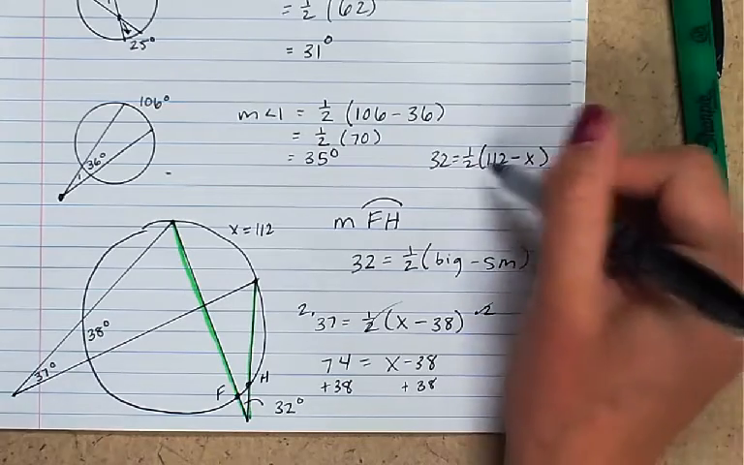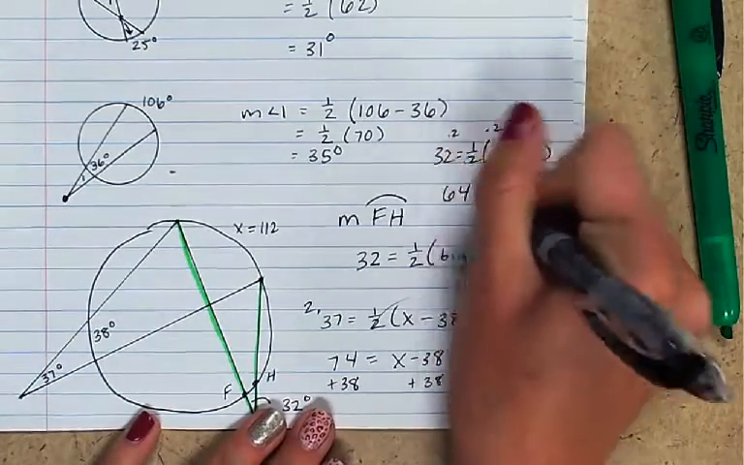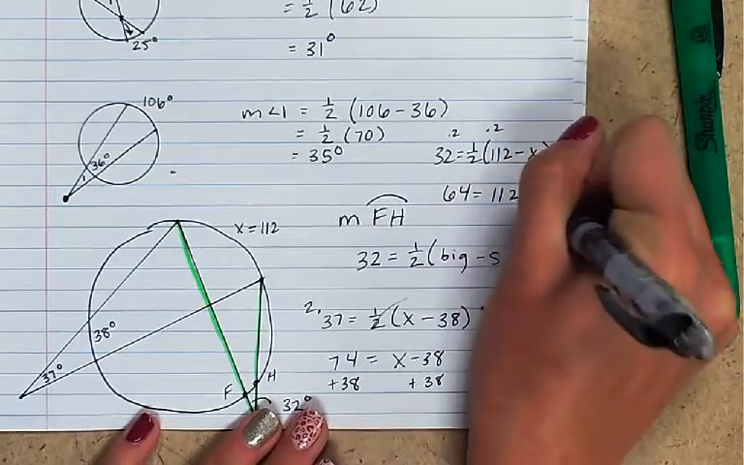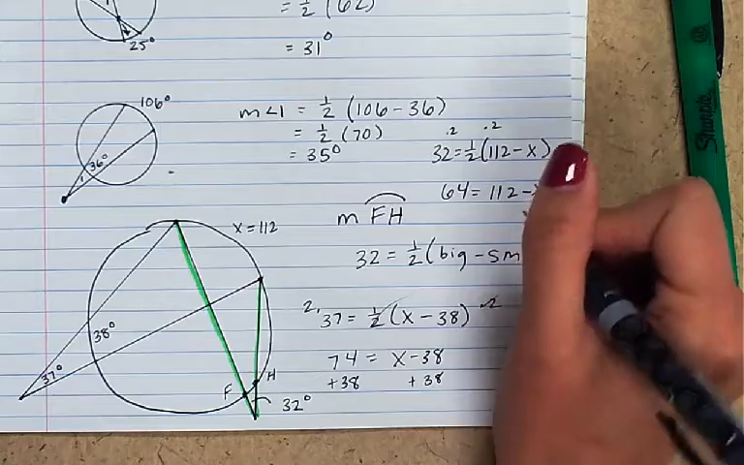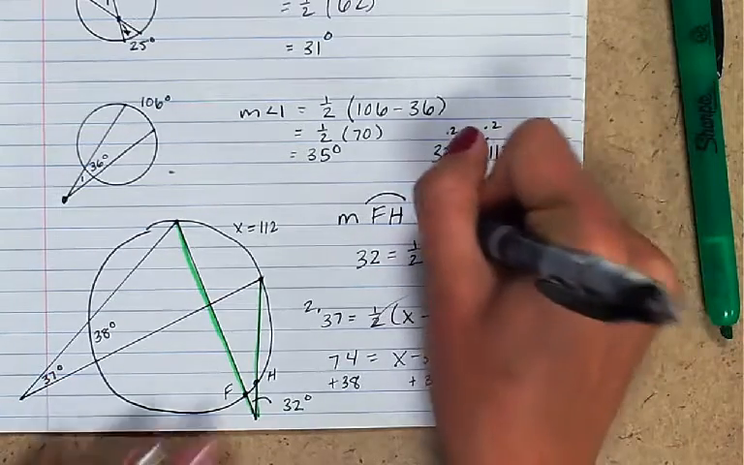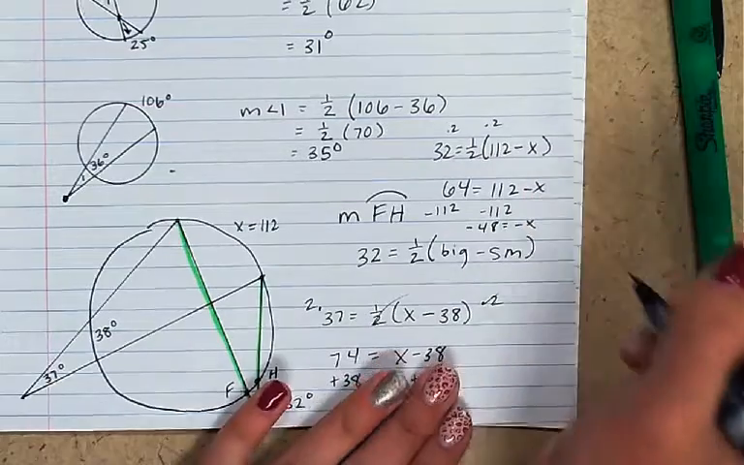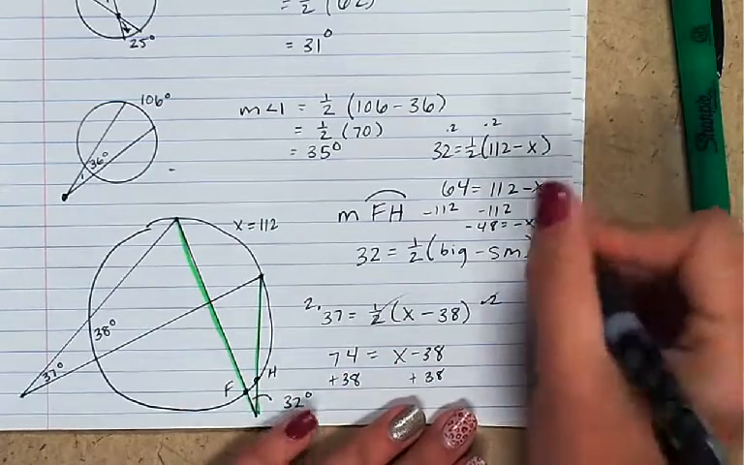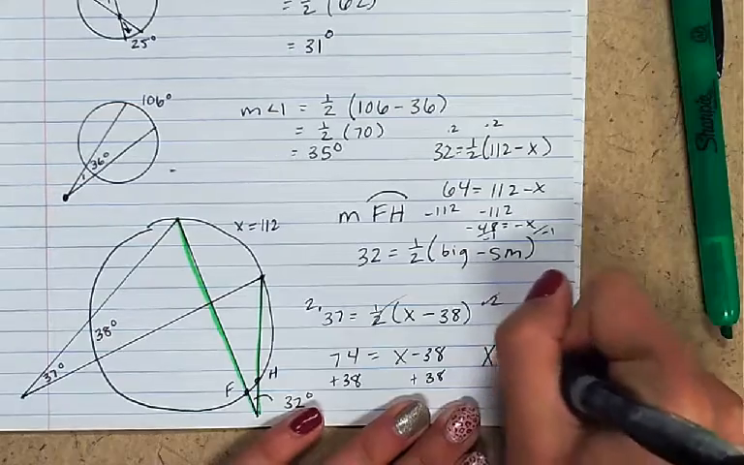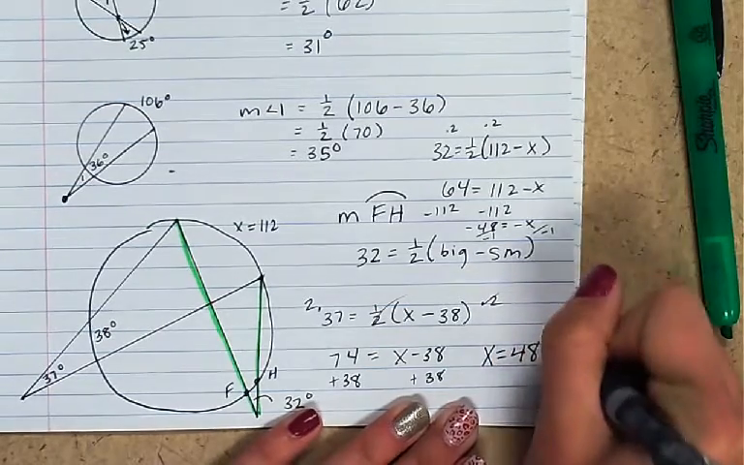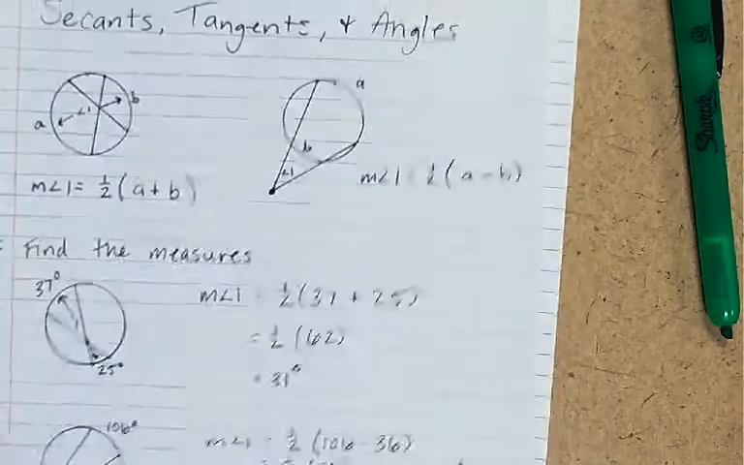So again, I'm going to multiply both sides by 2 to get rid of that half. And then I'm going to subtract 112 from both sides. So we have negative 48 equals negative x. And remember, to undo a negative, you can either divide both sides by -1 or multiply both sides by -1. So we got that FH is 48 degrees.